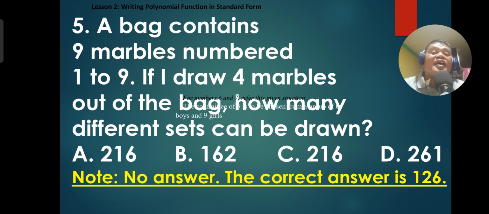So in this case, for number 5, no answer is found. The correct answer is 126 after you have used your formula with n is equal to 9 and r is equal to 4. I just hope you have solved this number.